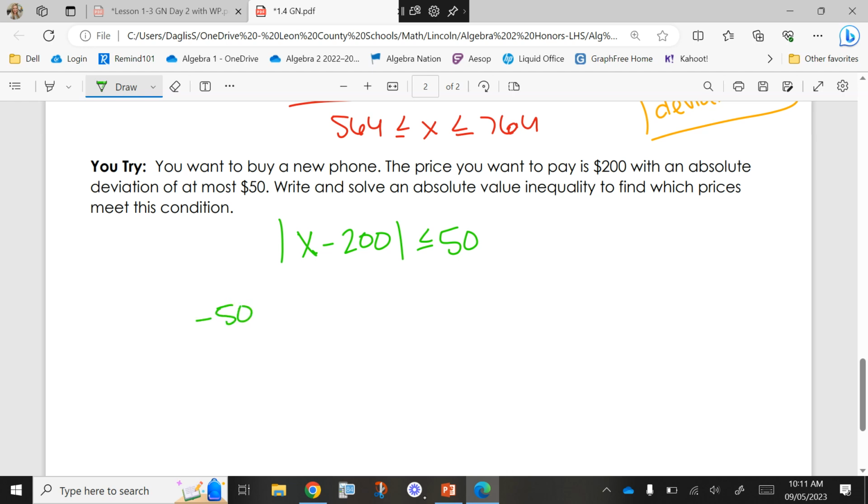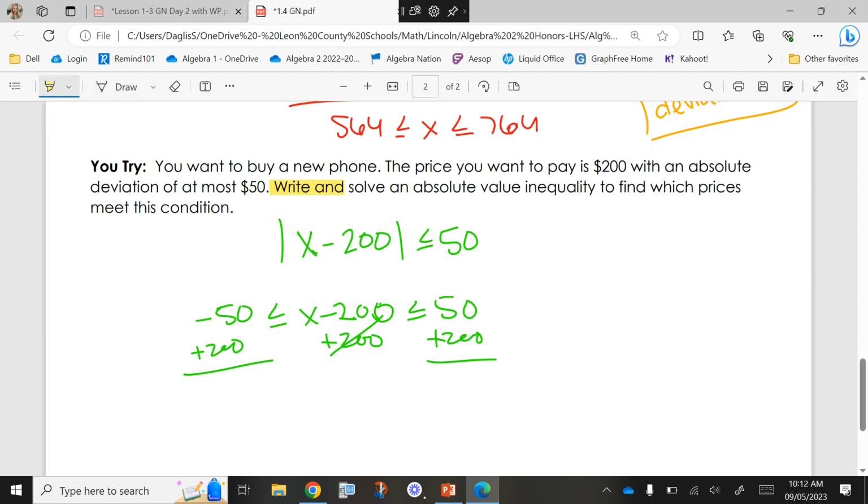So we can go down 50, or we can go above 50. Add 200 to everything. And logically speaking, if we're going either below or above $50 from 200, we kind of knew our answer before our equation, didn't we? Yes, because it says write and solve an absolute value inequality. So this part right here, this is the Algebra 2 part of it. So we can't solve it using the number line? No. This is the Algebra 2 step.